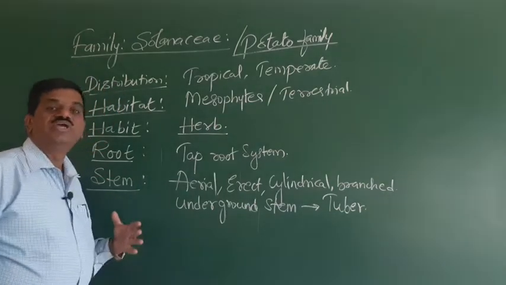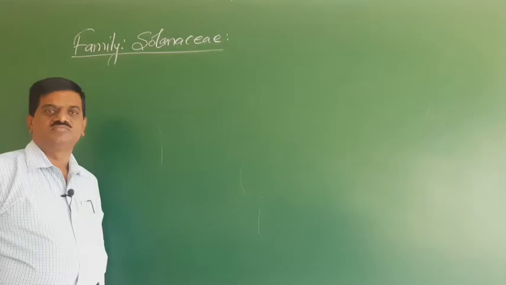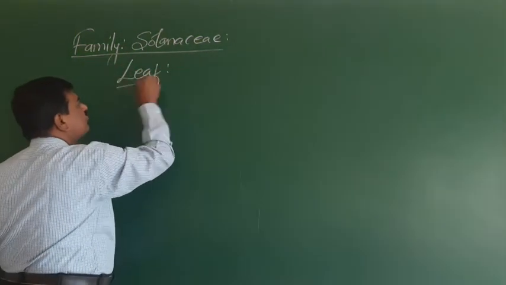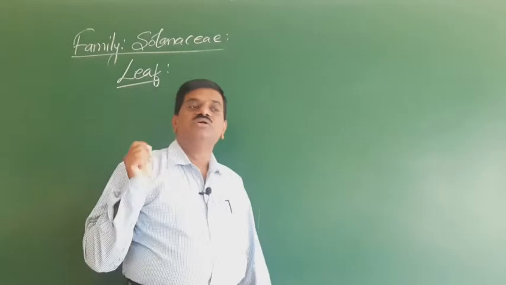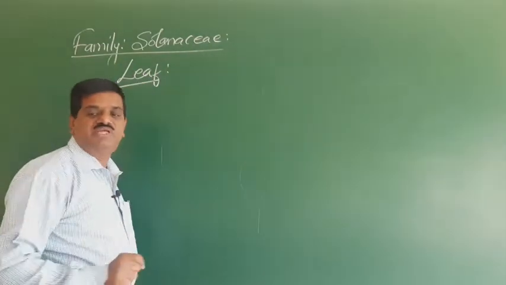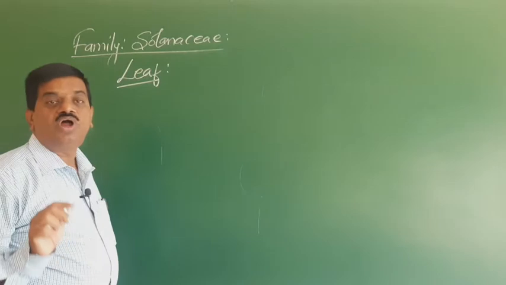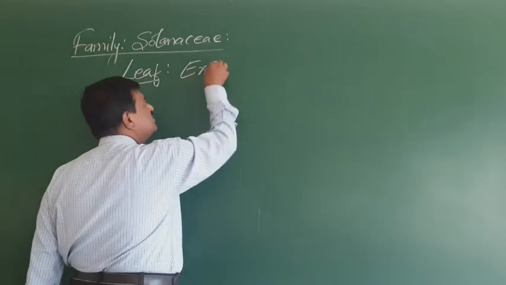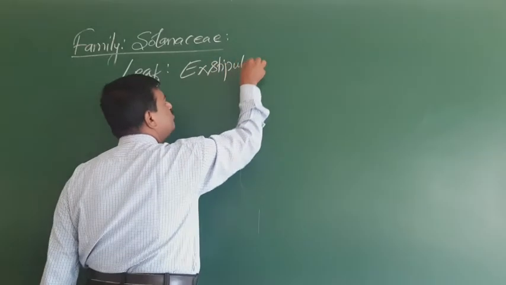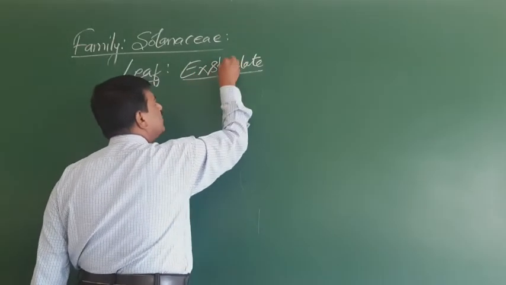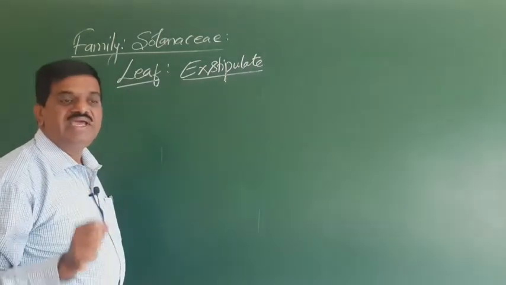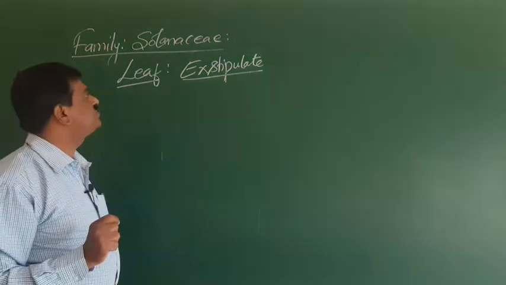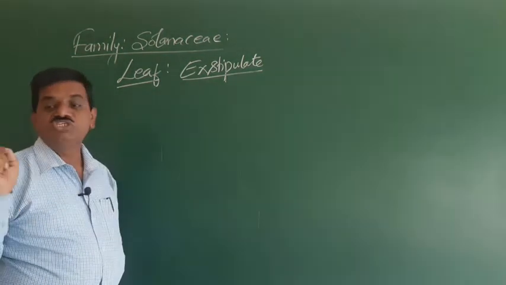Now we go for the next one, leaf. So we start with leaf. The leaves in the potato family Solanaceae do not have stipules. So the first one is called exstipulate. The stipule is absent. At the leaf base, small hair-like structures called stipules may be present, but here the stipules are absent, so we use the word exstipulate.